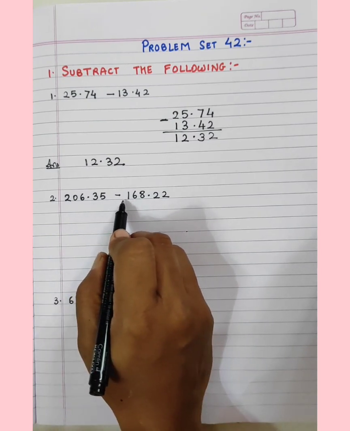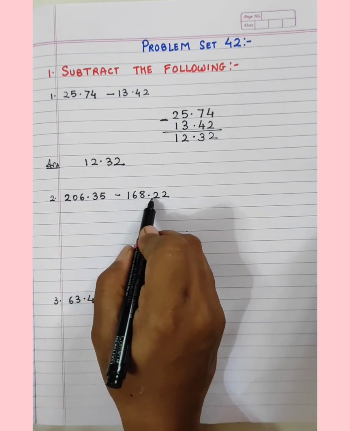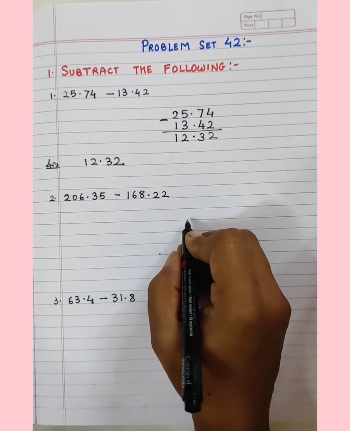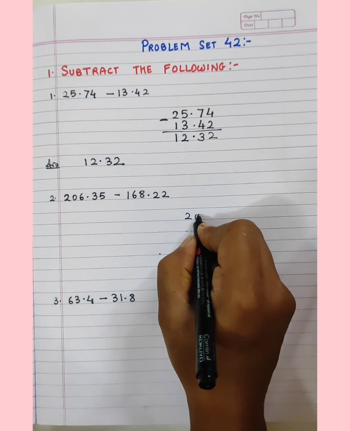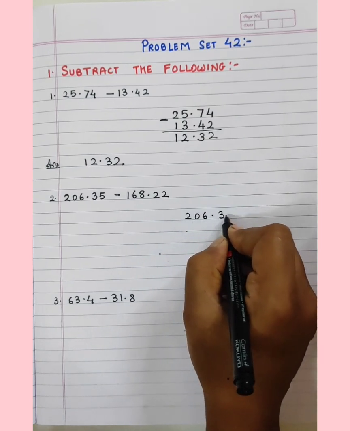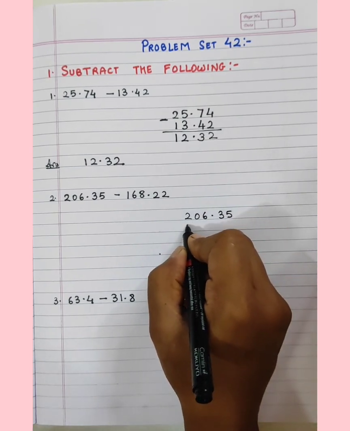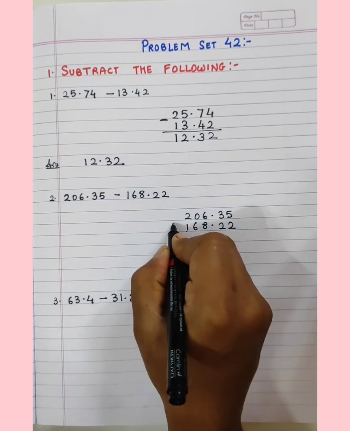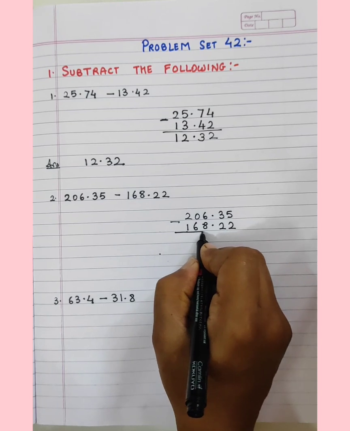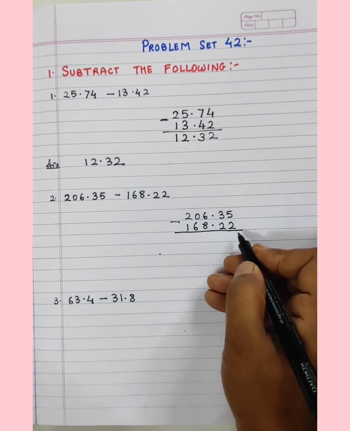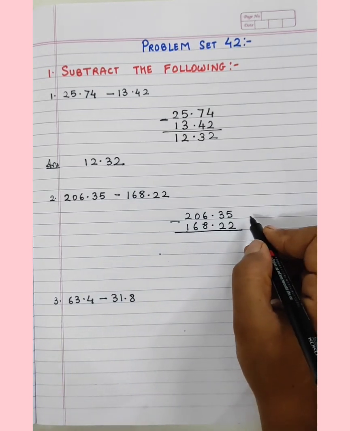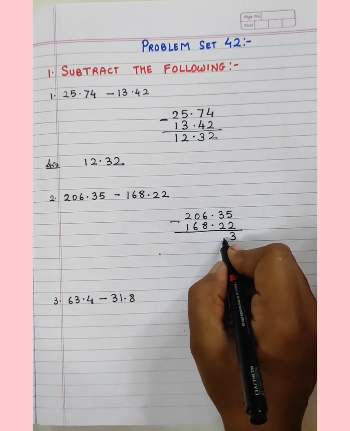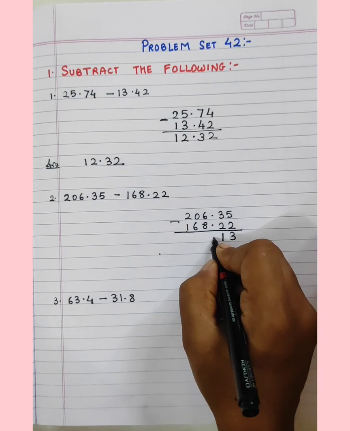Second sum. 206.35 minus 168.22. Now we are going to subtract this. 206.35 minus 168.22. Put subtraction sign. Now we are going to subtract these two decimal fractions. 5 minus 2 is 3. 3 minus 2, 1. Put decimal point.